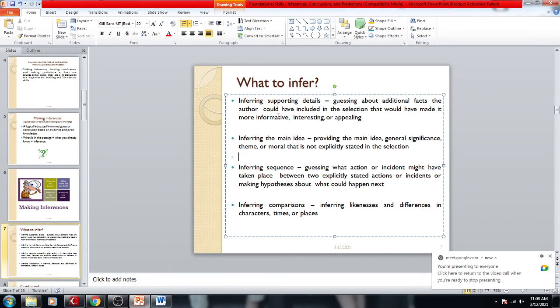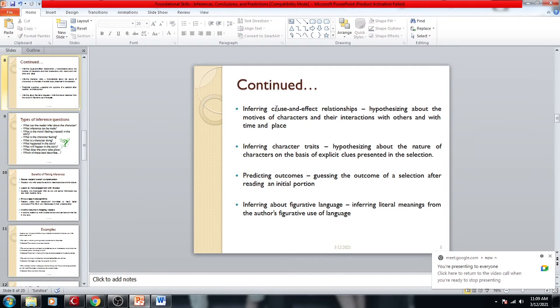So, what to infer? You can infer the main idea, you can infer sequence, guessing what action or incident might have taken place between two explicitly stated actions or incidents. Infer comparisons, infer cause-effect relationships, infer character traits, whether a character in a story is generous, is mean, is hospitable. Predict outcomes, guessing the outcome of a selection after reading an initial portion. So we're moving here into prediction. Inferring about figurative language.